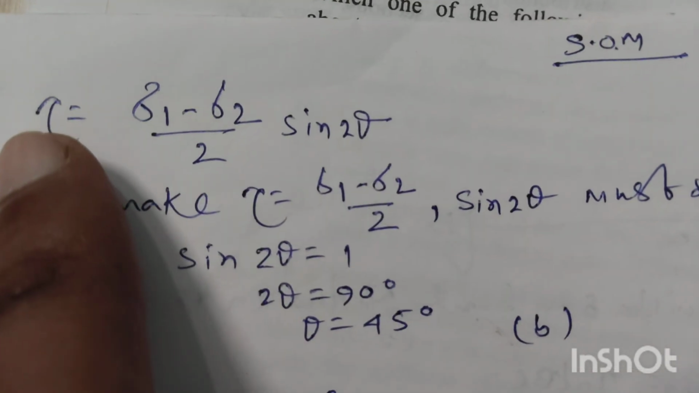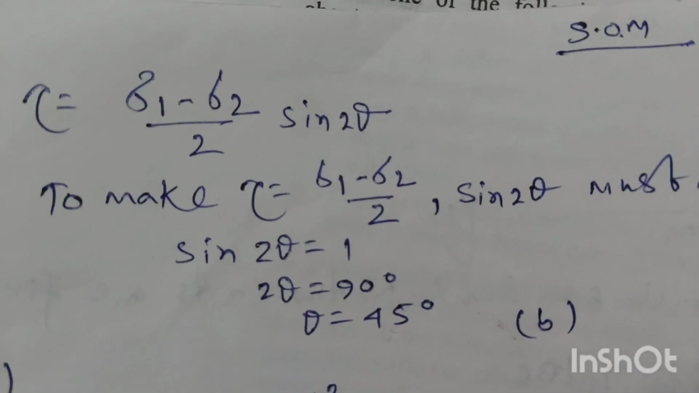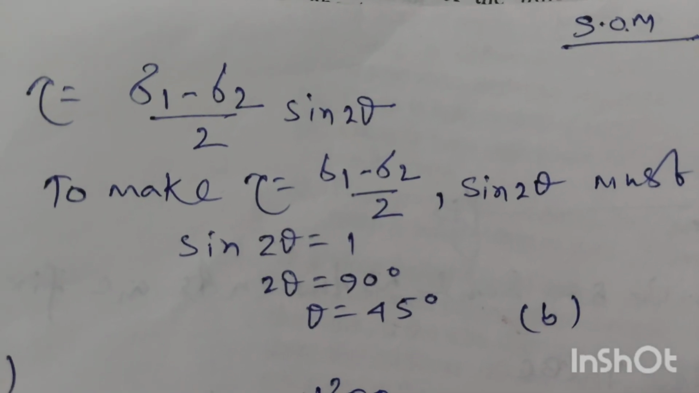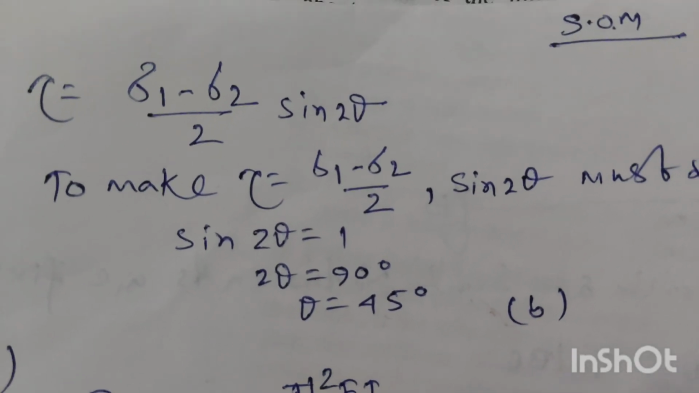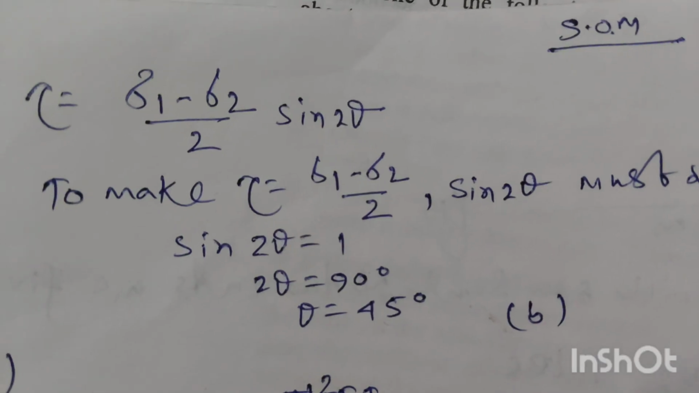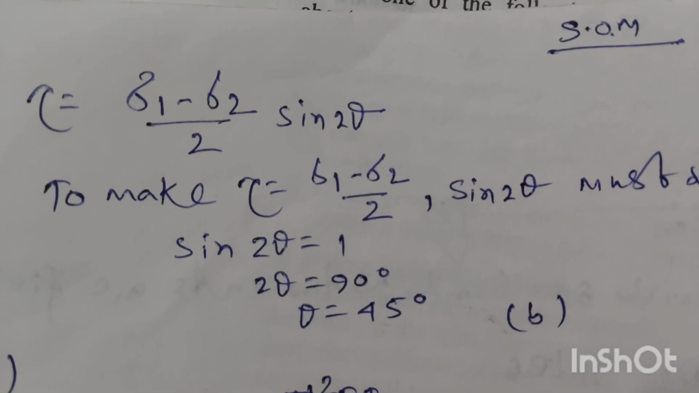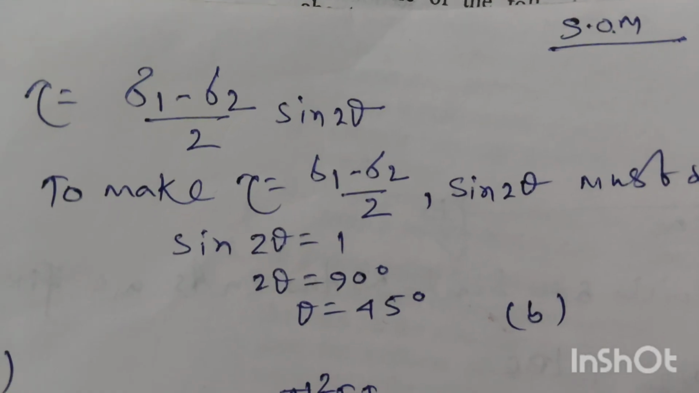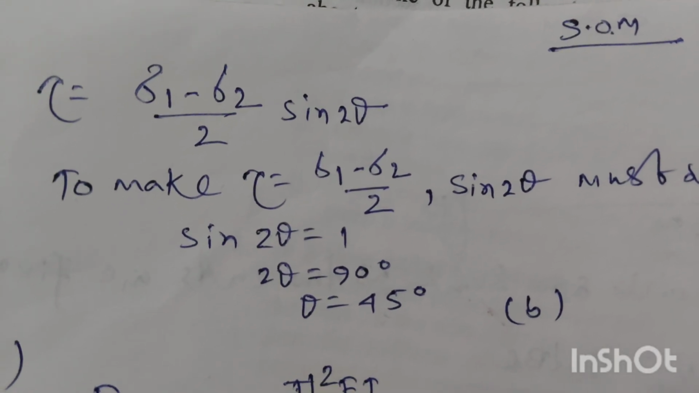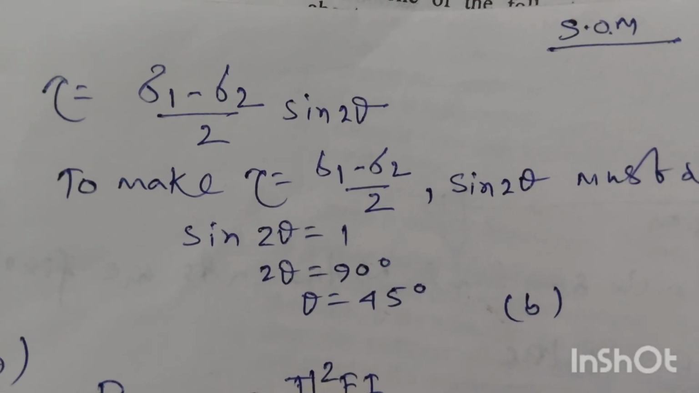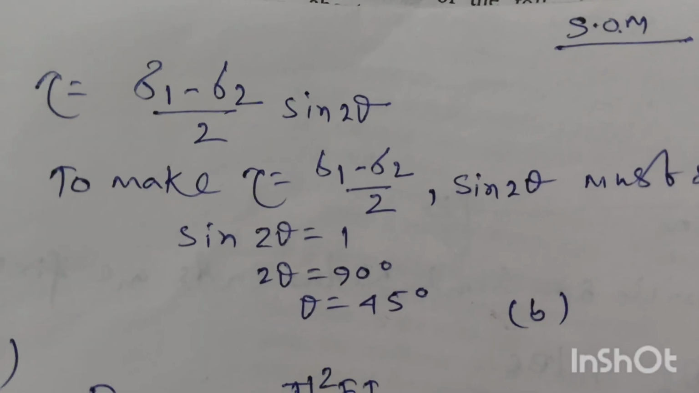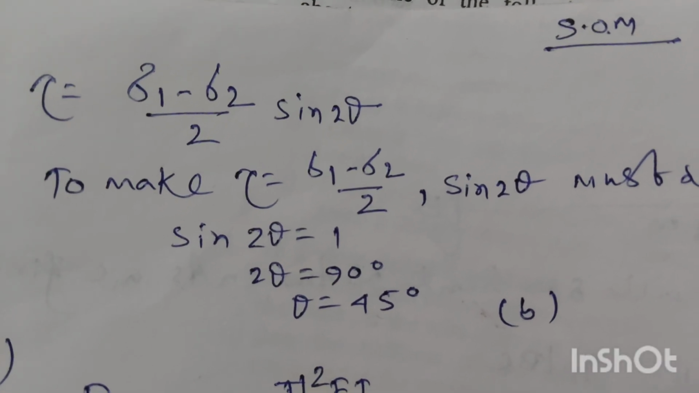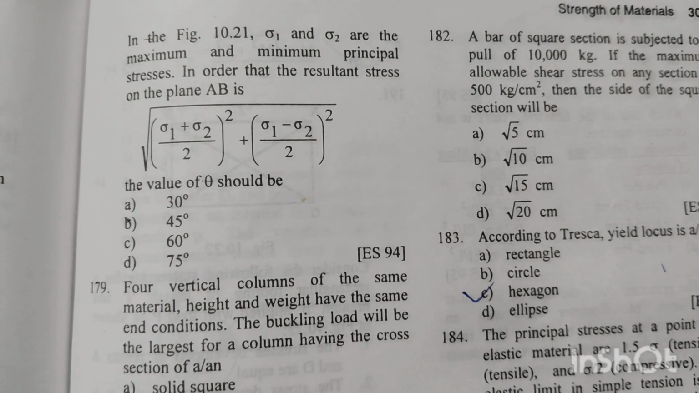We also know the formula for shear stress is equal to (sigma 1 minus sigma 2) by 2 into sin 2 theta. But as per the question, tau is equal to (sigma 1 minus sigma 2) by 2. To make that, sin 2 theta must be equal to 1. So sin 2 theta equal to 1, 2 theta equal to 90 degree and theta will be equal to 45 degree. Option B is the right answer.